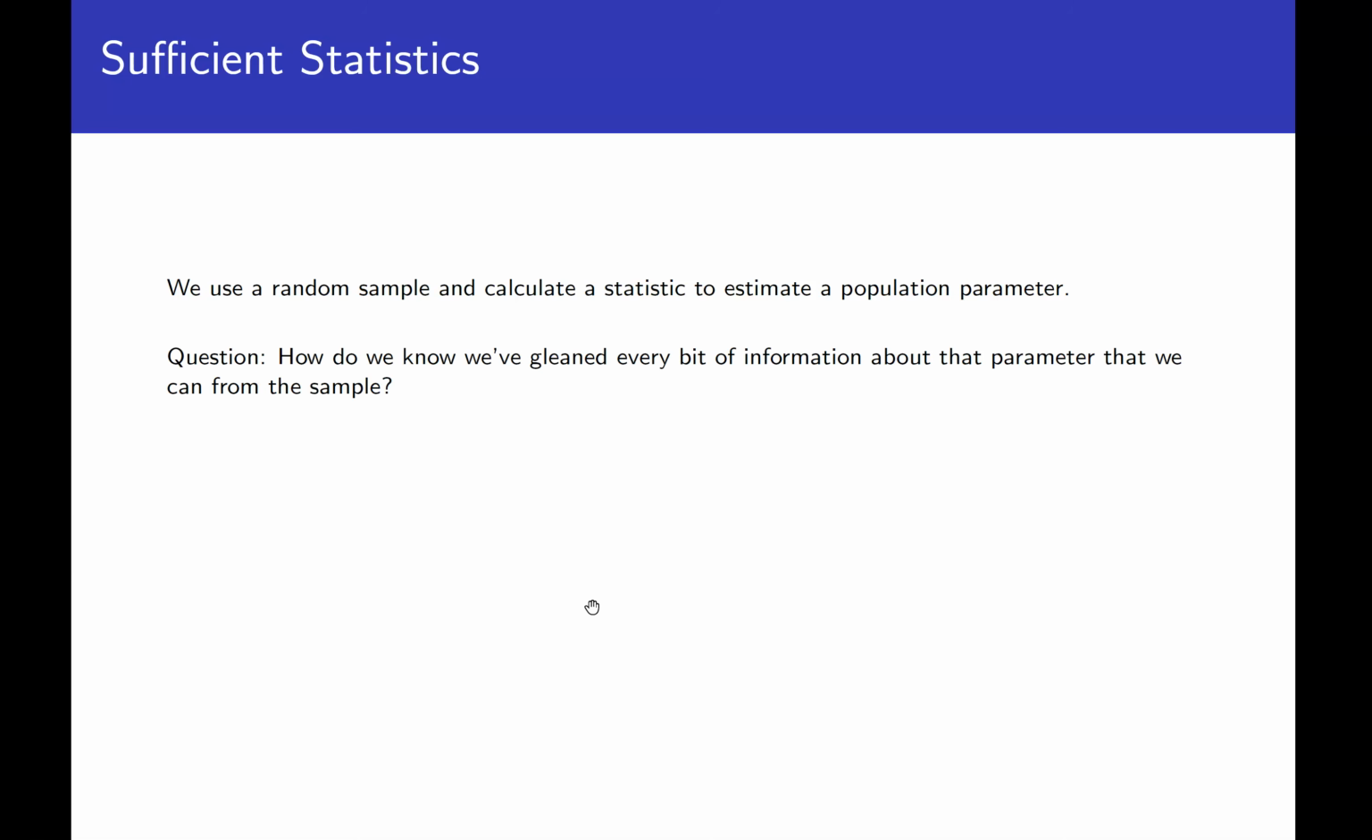However, a natural question, hopefully, is how do you know that you've squeezed out every single bit of information about that parameter that you can from that one sample that you have? That's what we're interested in when we talk about sufficient statistics: how do we know that we've actually gotten every single bit of information about the parameter that we possibly could get? All right, so I'm going to try to do this with a couple of different examples and then go through the definition of what we mean by sufficient statistic.